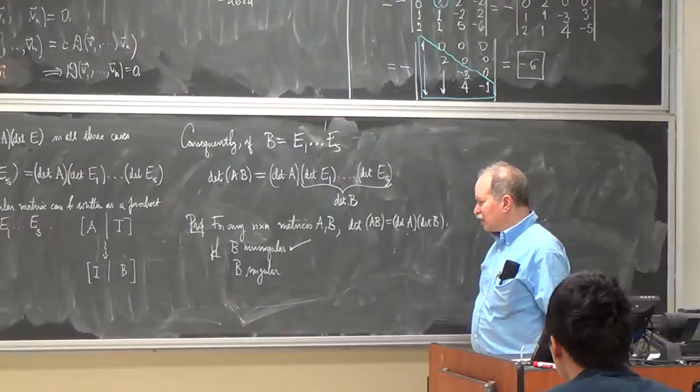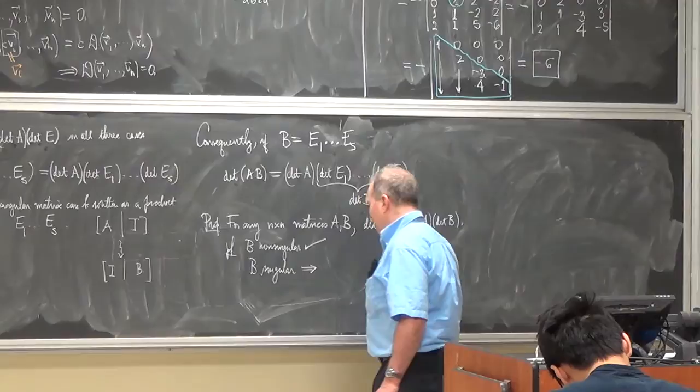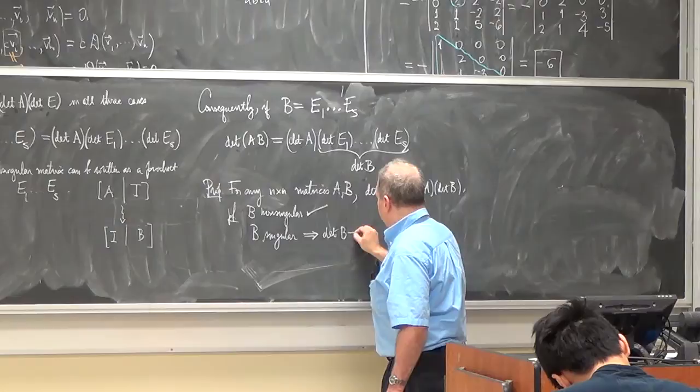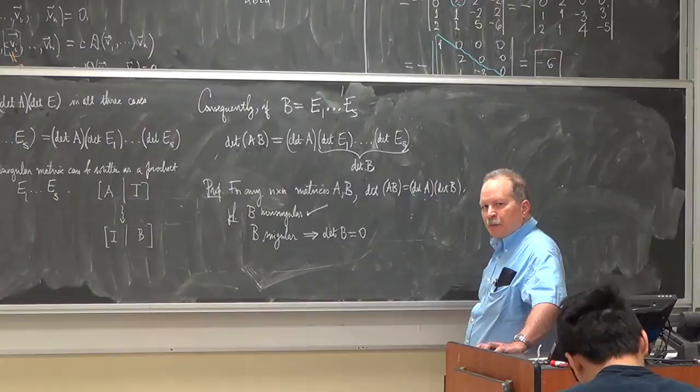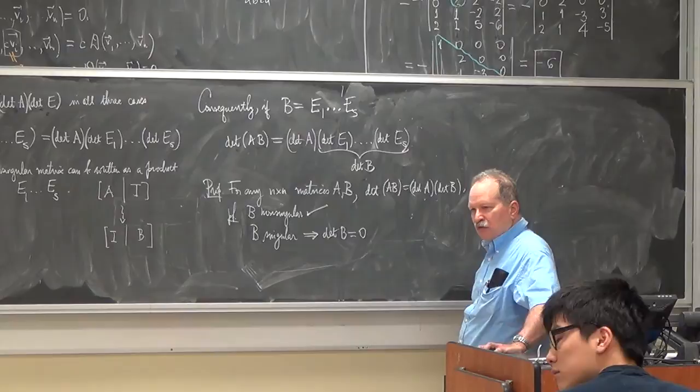In analogy to row operations. Okay, so if B is singular, then you want to claim that the determinant of B is zero, and Daniel's justifying it by saying, well, when we had a singular matrix beforehand, that meant that we could get a row of zeros by doing a combination of the rows.